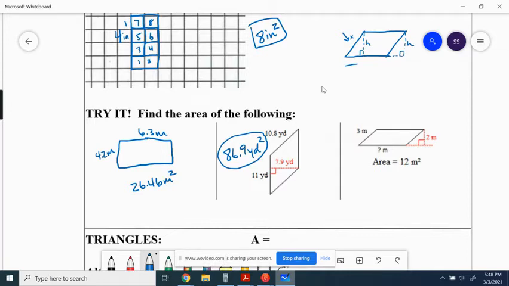This next one here is a little bit different. We're given the area, we're given the height, we're not given the base. So what I would do here is write out the formula. Area is equal to base times height. Now we're given the height and we're given the area, so I'm just going to substitute those numbers. So I have 12 is equal to 2 times b. Then I just need to isolate b, so I'm going to solve for it by dividing by 2. It looks like b is equal to 6.